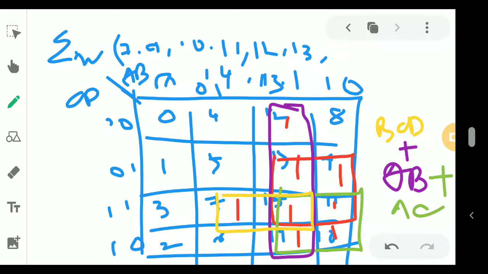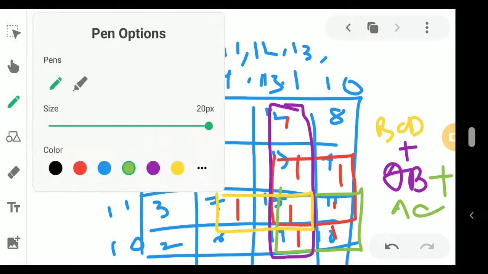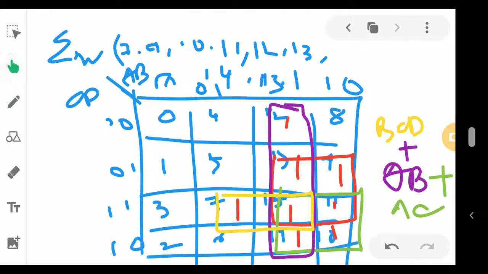Again the third one, that is in red ink. If you consider this, which is not being changed, 1110. Which is not being changed? A is not being changed, but here 0 and 1, C value is changed, but D value is not changed. Then what is left? AD. So this will be plus AD.